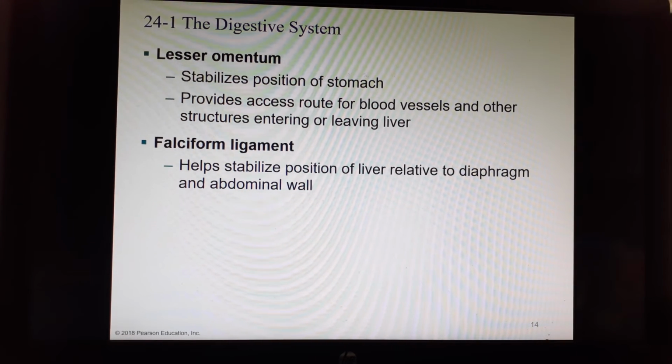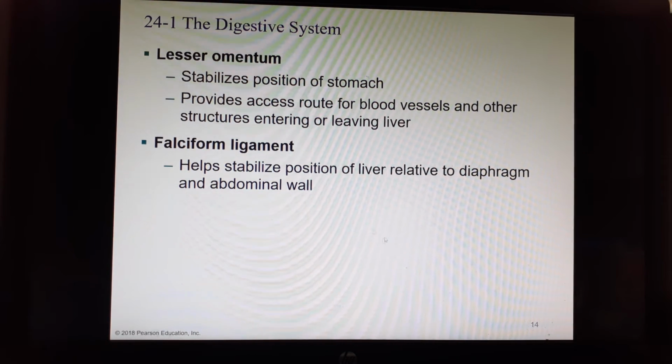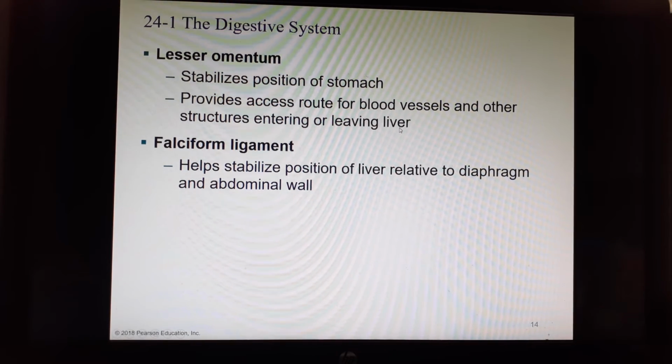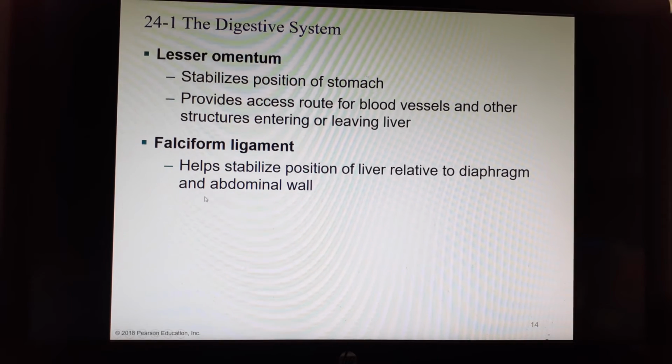A couple of these. We have the lesser omentum, which helps hold the stomach in its position. It also gives, again, a route for blood vessels and things that are going to go into and out of the liver. The liver has the falciform ligament that helps hold the liver up near the diaphragm and up against the abdominal wall.